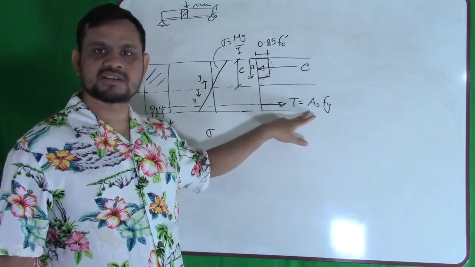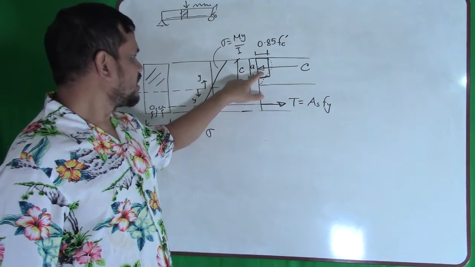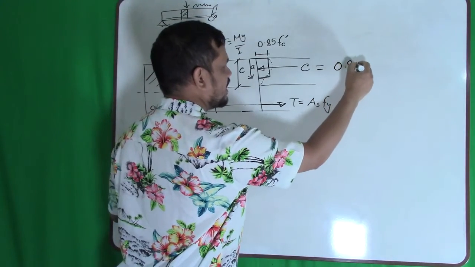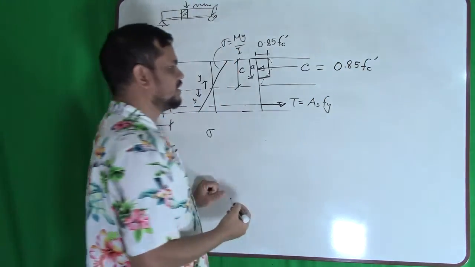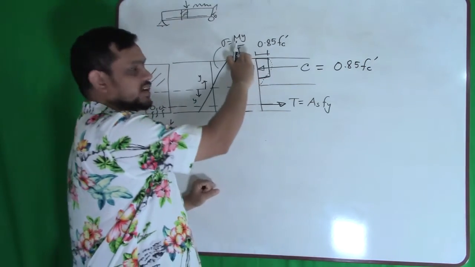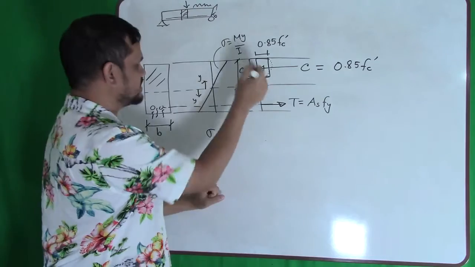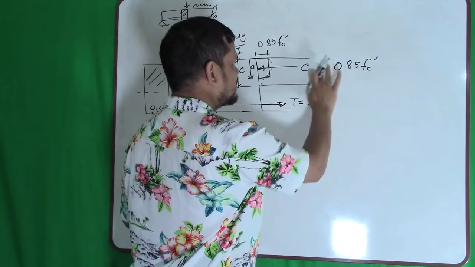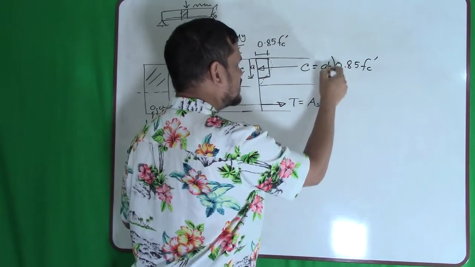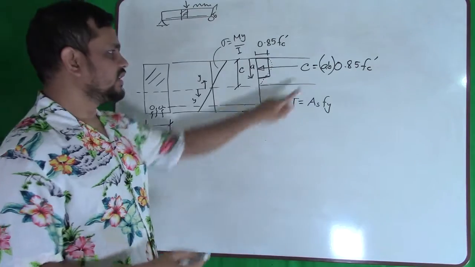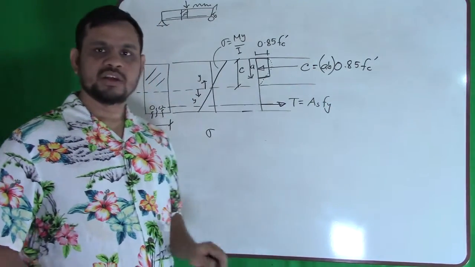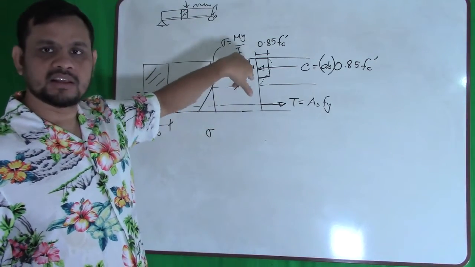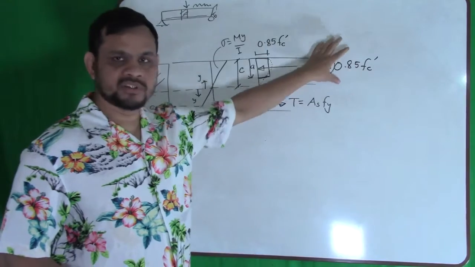Similar to this, stress times area. What is my stress here? My stress here is 0.85 f'c. What is my area? Depth is a, and that side my width is b. So area is ab. So ab is my area, this is my stress. Hopefully you understood. a means this, and that side, the width of the beam is b. So this is my compression, this is my tension.